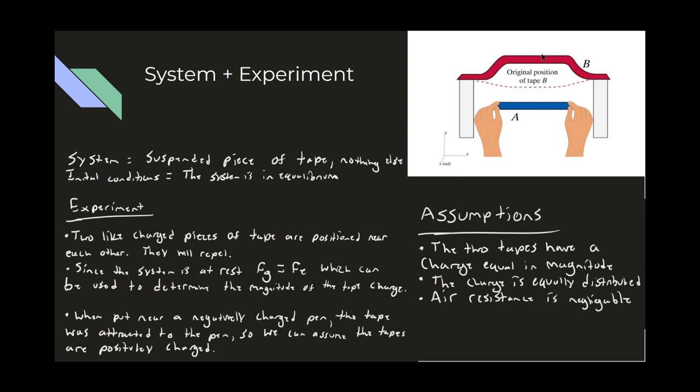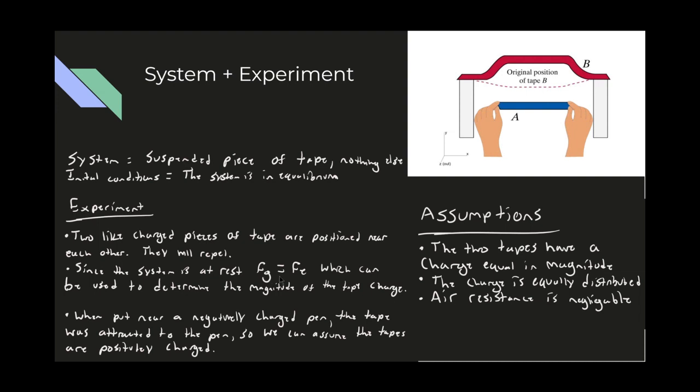The experiment for this lab was repeated from Lab 1, where two like charges of tape were placed near each other, and the distance that they repelled was recorded. Since the tape is in equilibrium, we can say that the force of gravity equals the electric force, so we can use this to find the charge of the tape.